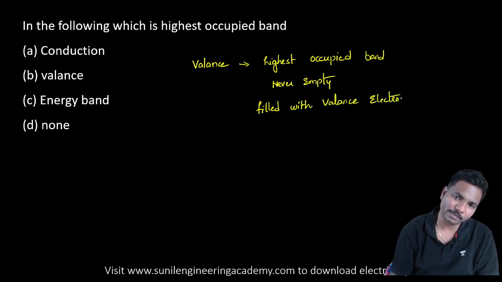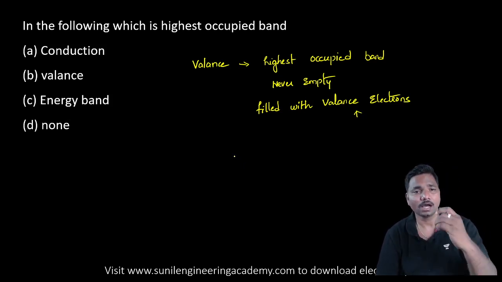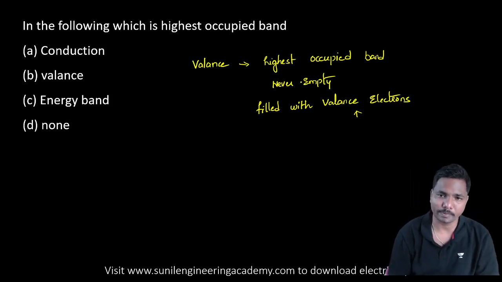Valence electrons are nothing but the electrons which are present in the outermost orbit. If you take any element, it has an outermost orbit. In that some electrons are there. So valence electrons are always there. So it is never empty and you can say highest occupied band.